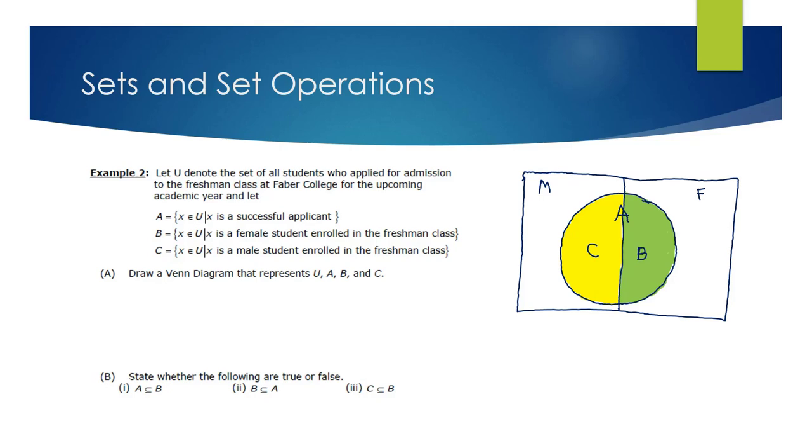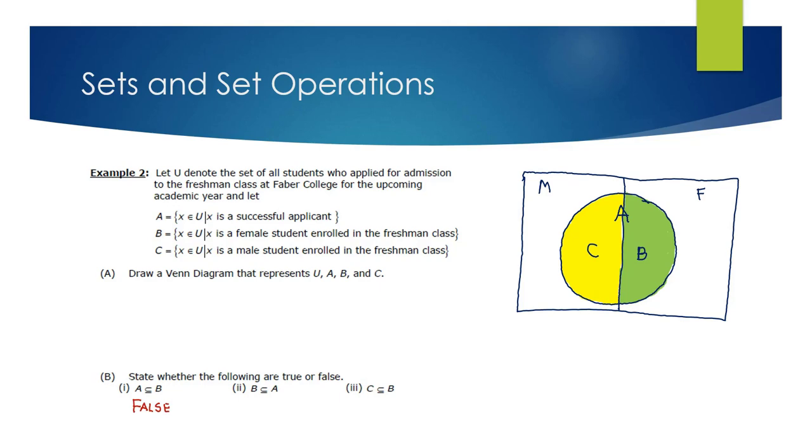Now, as you can see from here, A is not a subset of B. B is a smaller set. Everything in B is going to be in set A, but not everything in A is going to be in set B, because there are some males in set A. So A is not a subset of B, so that's false.